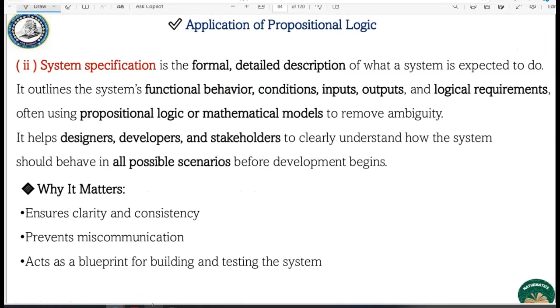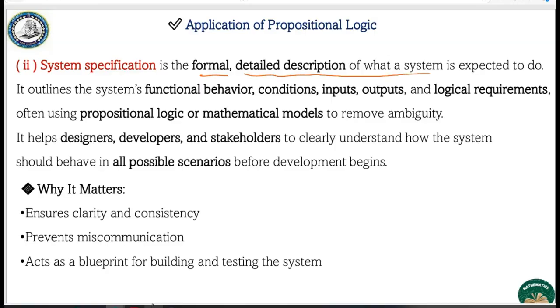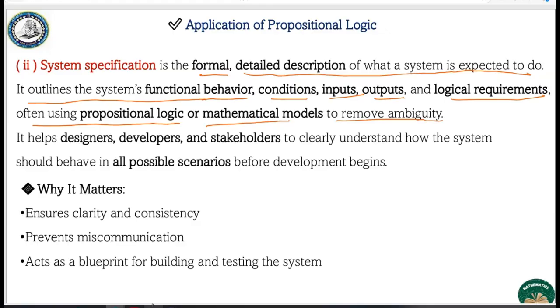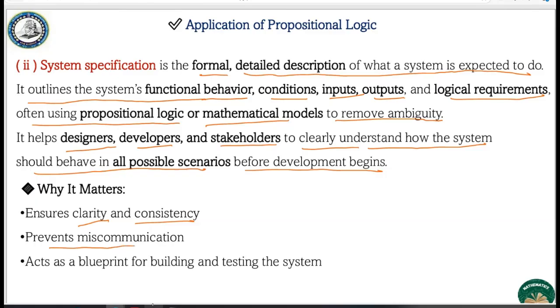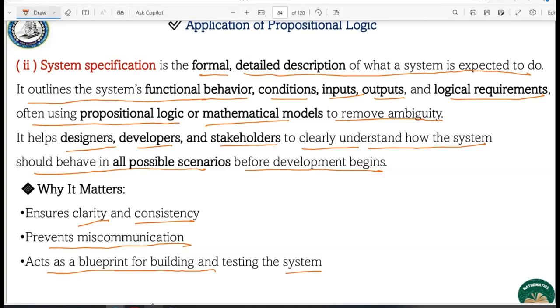System specification is a formal, detailed description of what a system is expected to do. It outlines the system's functions, behavior, conditions, inputs, outputs, and logical requirements, often using propositional logic and mathematical modeling to remove ambiguity. It helps the designer, developer, and stakeholders clearly understand how the system should behave in all possible scenarios before development begins. Why it matters: it ensures clarity and consistency, prevents miscommunication, and acts as a blueprint for building and testing the system. So this is our system specification, a logic used in system specification.